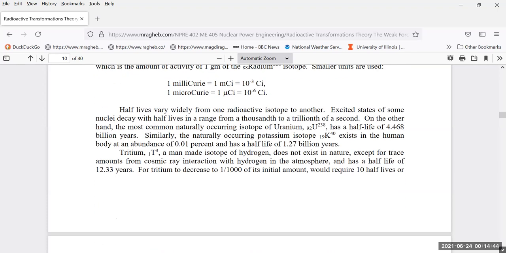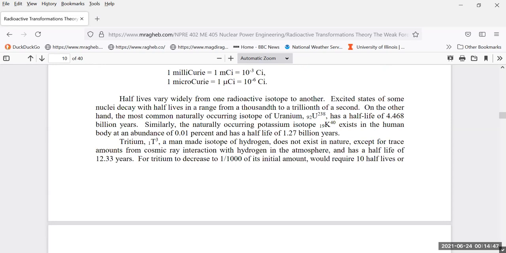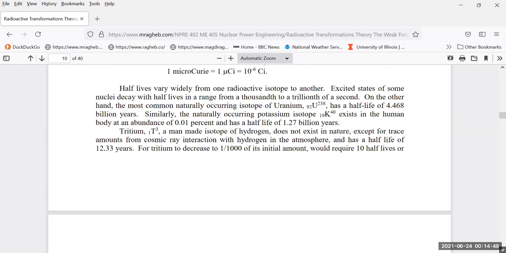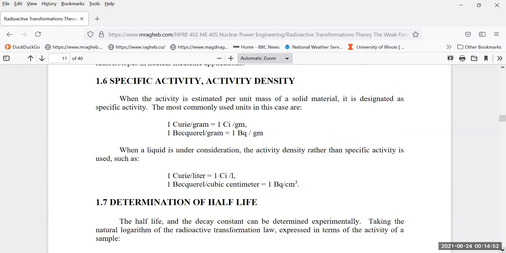In scientific applications, like in chemistry or in environmental engineering for the civil engineers, we like to use a certain quantity, a liquid or a volume or a mass, and then estimate the activity or the number of radiations occurring per unit time. So in that case, we define what we call the specific activity. When you say the word specific, it's usually per unit mass. So if you take 1 curie per gram, this is what we call the specific activity. If you take 1 becquerel per gram, that's what we call the specific activity.